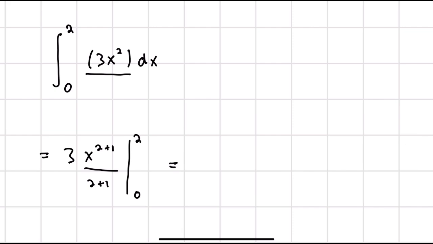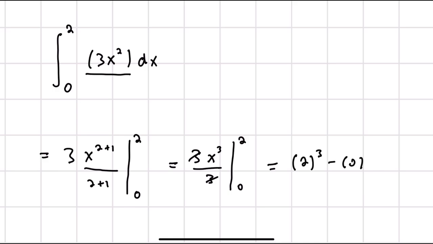So we have 3 times x to the power of 3 divided by 3. And let's define the bounds, so 2 and 0. And you see the 3's cancel out. And now we just plug in the upper bound minus the lower bound. So we have 2 to the power of 3 minus 0 to the power of 3. And this gives us 8. And 8 is our final answer.